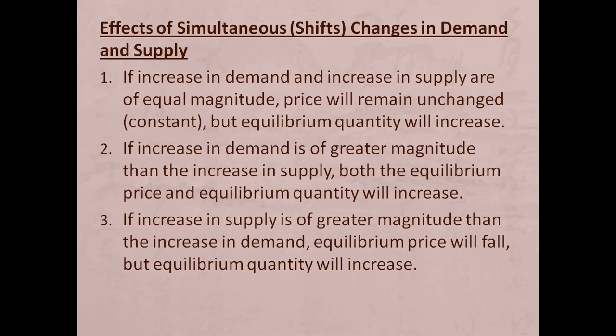Let us see the first condition, when the demand and supply increase with the same magnitude. Let us suppose that demand is increased by 1% and supply is also increased by 1%. At this point of time, the price will remain unchanged, but the equilibrium quantity will increase.